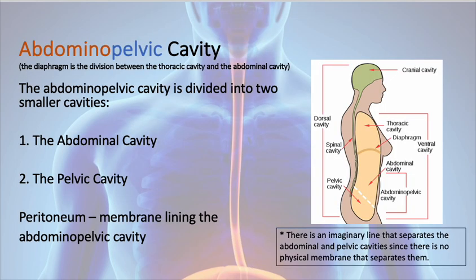The abdominopelvic cavity is divided into two smaller cavities, the abdominal cavity and the pelvic cavity. And a reminder that there's no physical separation between these two cavities. But the peritoneum is a membrane that lines the entirety of the abdominal pelvic cavity. So the peritoneum is a membrane that basically holds in and protects the abdominal and pelvic organs. And so if surgery were to be performed on the abdominal cavity, the physician would need to cut through this membrane, the peritoneum.